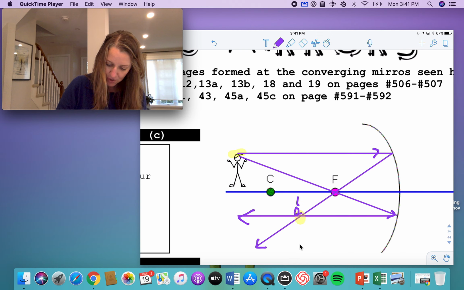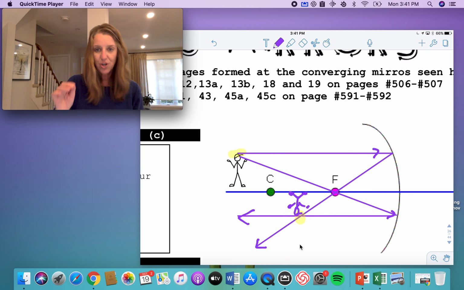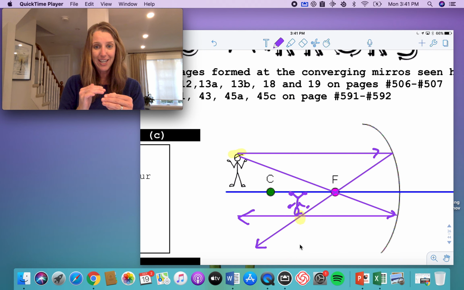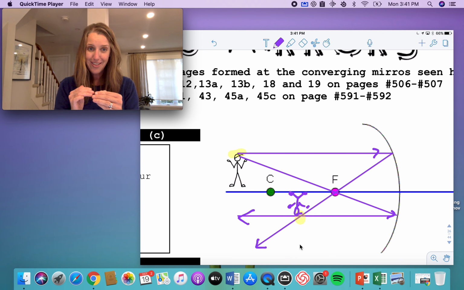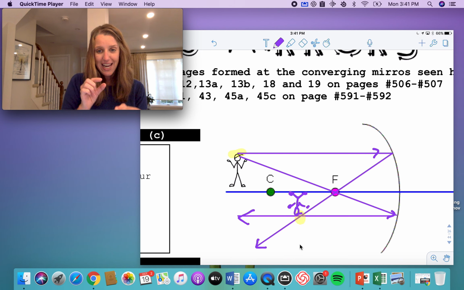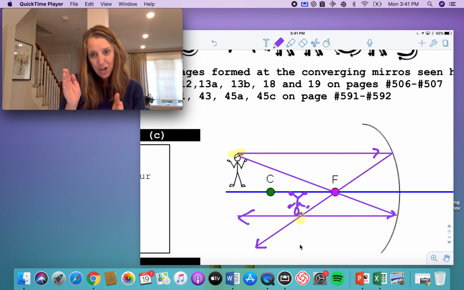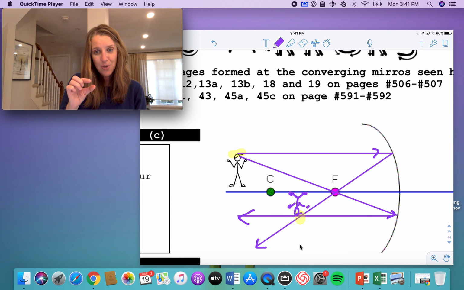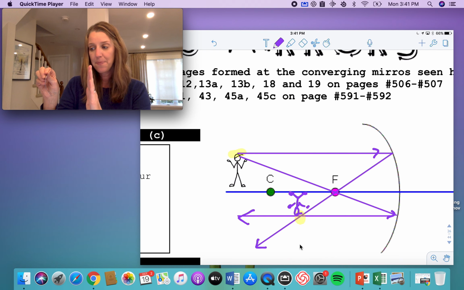Oh my gosh, now I've got to draw him upside down, right? Because look, that image will be inverted. It's smaller than my object. It's between the center of curvature and the focal point, and this image is going to be what we call a real image because this image is in front of the mirror, and if I had a screen set up, I could capture that image on a piece of paper or a screen.